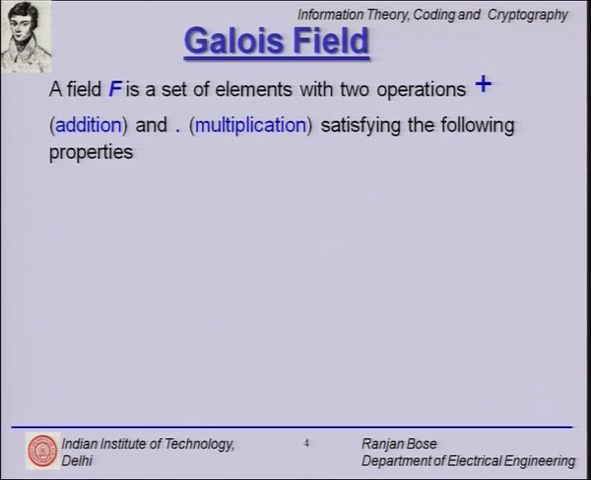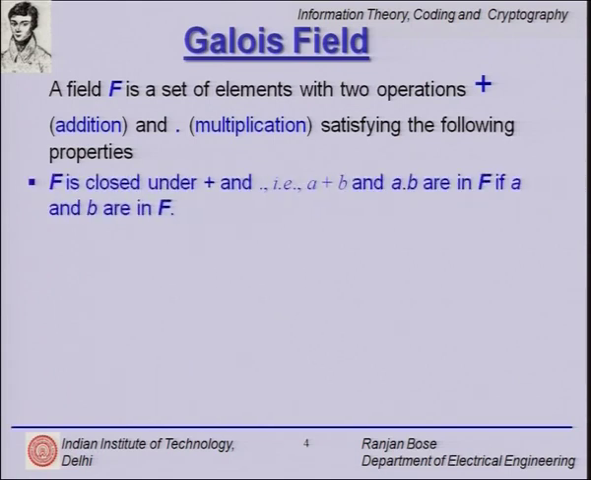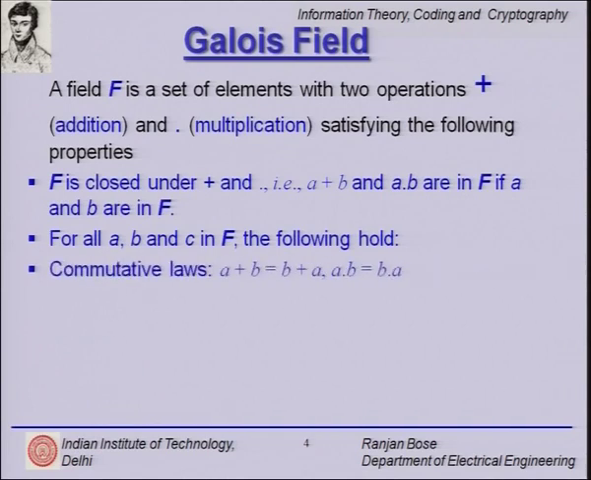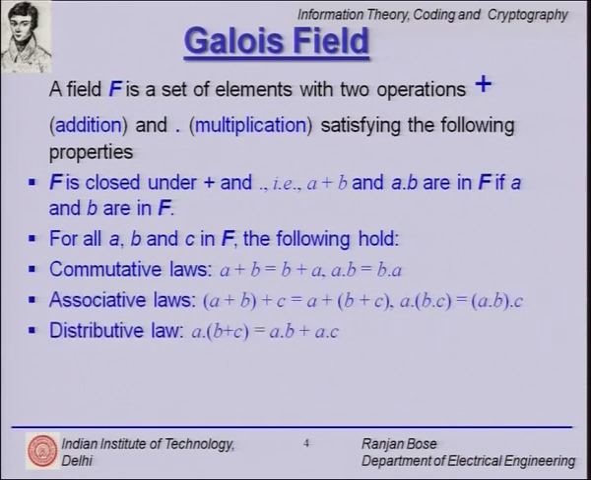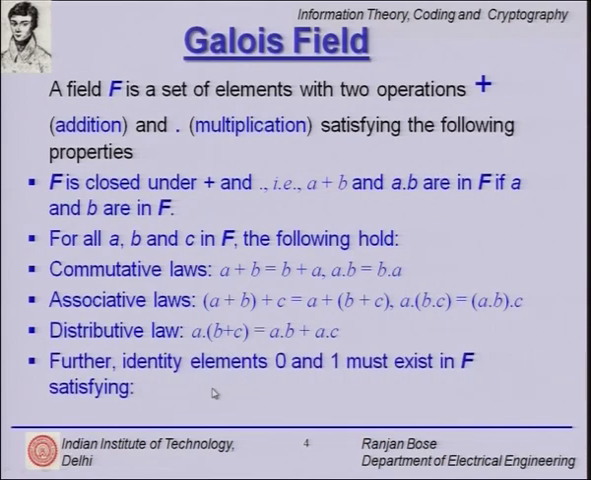Well, a field is a set of elements with two operations, addition and multiplication defined, and it satisfies the following properties. It's closed under addition and multiplication. For A, B and C contained in the field F, we have the commutative law, the associative law and the distributive law. We have seen these before. And then we say that two elements must definitely exist in F which have certain special properties. These two elements are 0 and 1.